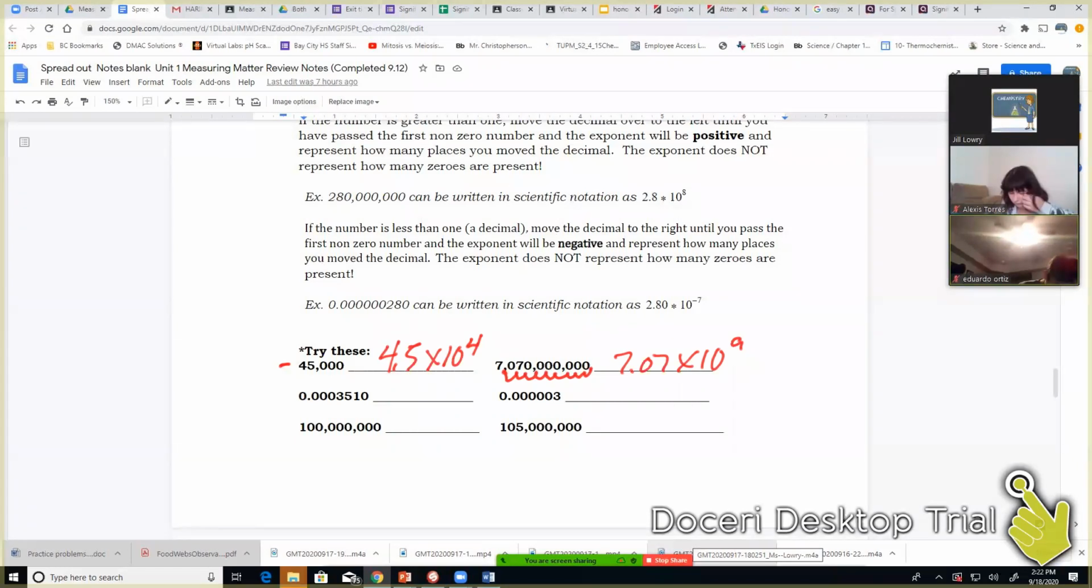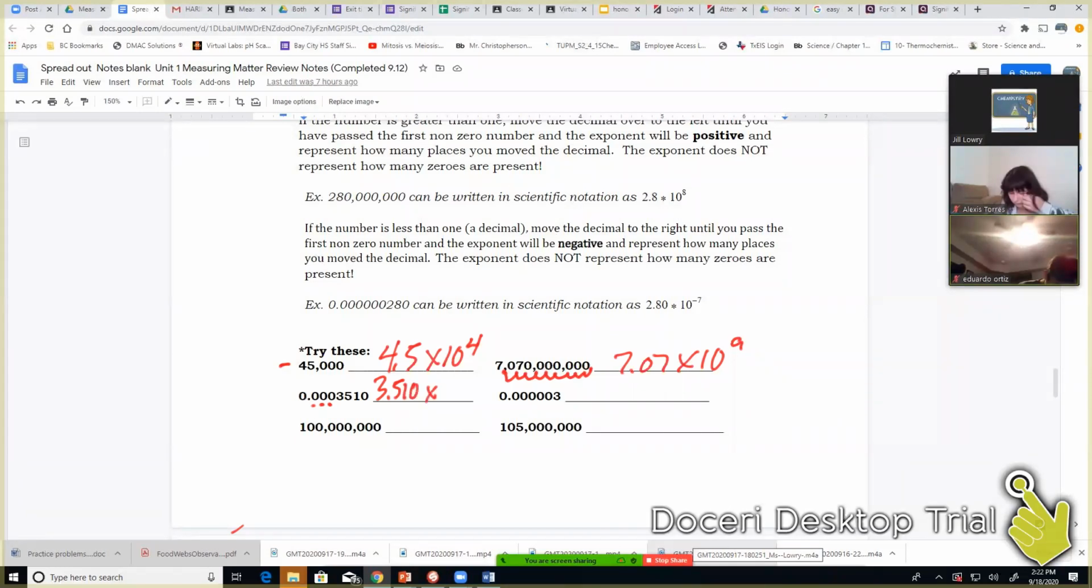All right, what do we get down here? 0.00035. Who can say that in a real mathematical form? Tenths, hundredths, thousandths. What's after that? Ten-thousandths. So that would be 3.51 times 10 to the negative 4.